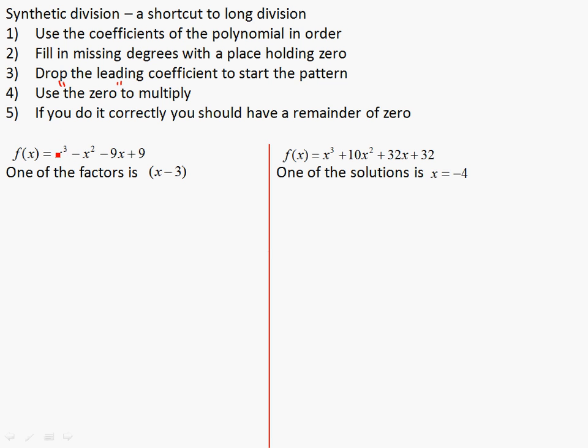Okay, so how does this one start? Well, that's a 1, that's a 1, right? So the top line is 1, negative 1, negative 9, and 9. If the factor is x minus 3, then the 0 will be what? 3. X is 3. So I need to use a 3 on the outside over here. Start the pattern by dropping the leading coefficient. So if this had been a 2, I would drop 2, but it's a 1, so drop it.